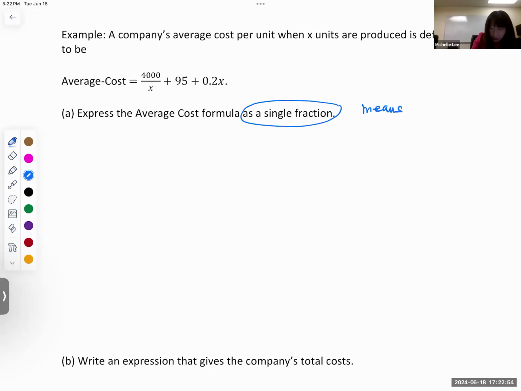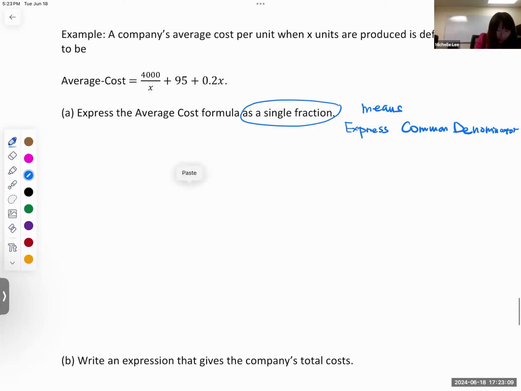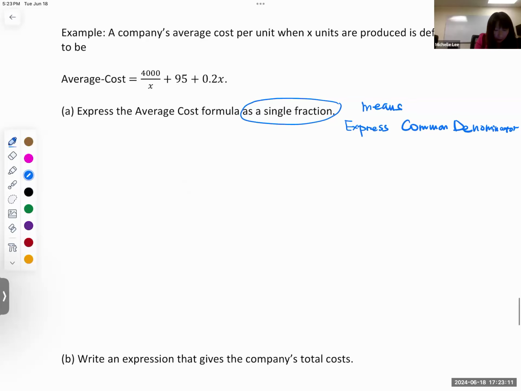Express with a common denominator. Okay, so we have the average cost. So C bar of x is equal to 4,000 over x plus 95 plus 0.2x. Okay, the common denominator is x.